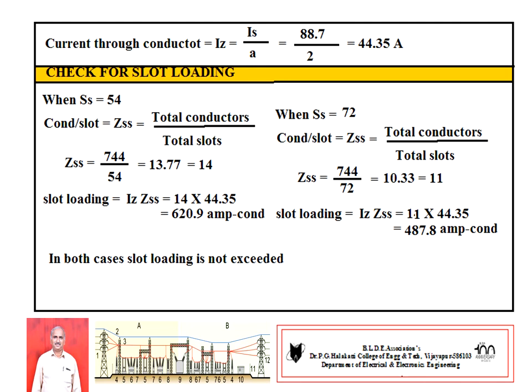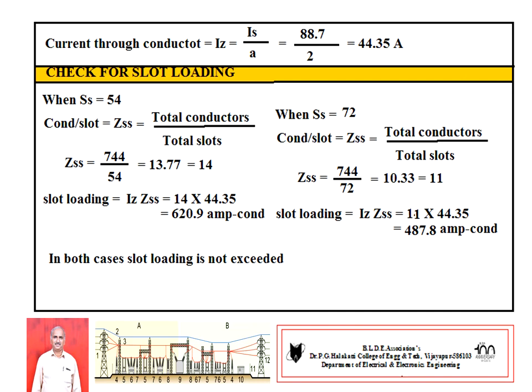Then current through the conductor, Iz equals Is by a. In the previous problem we took Iz equal to Is. That's why this problem is slightly different. Iz, current through the conductor, equals Is divided by number of parallel paths. We are going to get around 44.35 ampere. Then we have to check the slot loading, because slot loading is given and two possibilities of stator slot values are also available. So you check for both values.